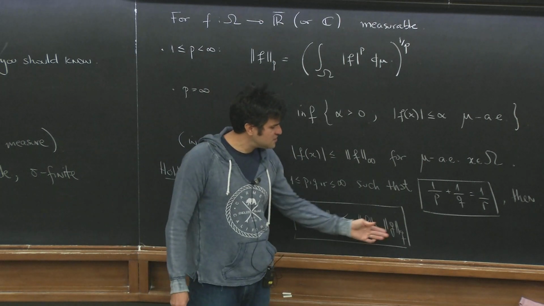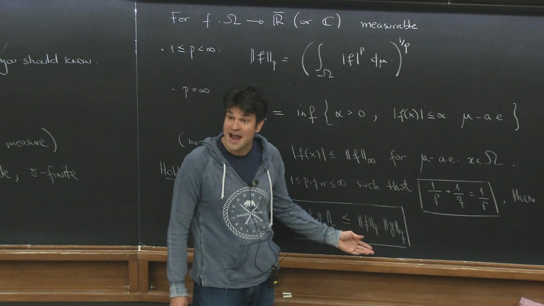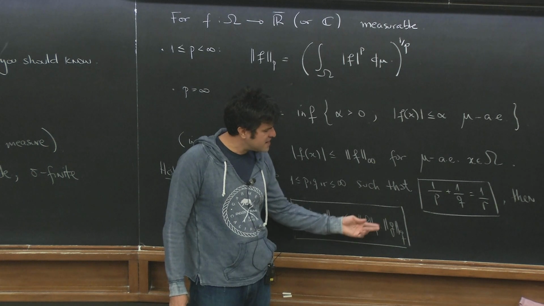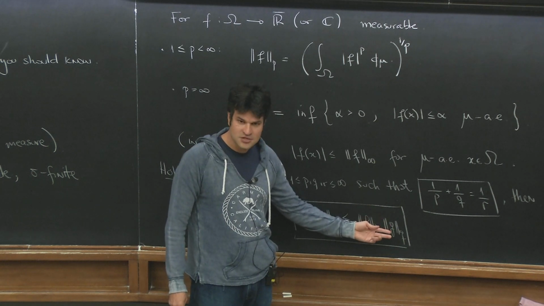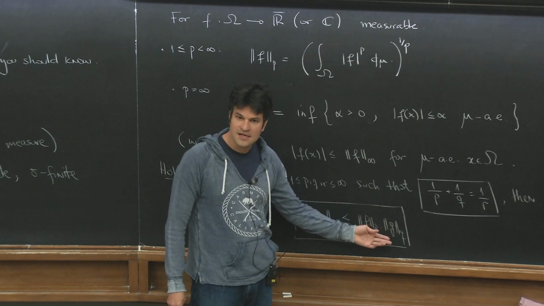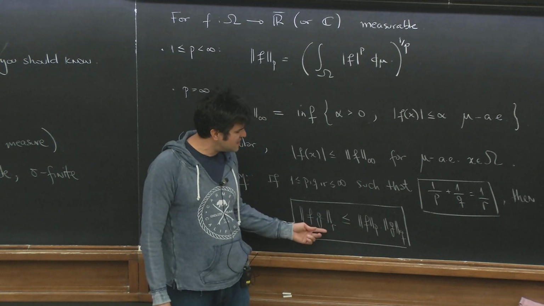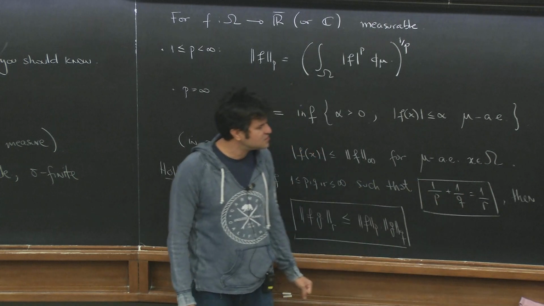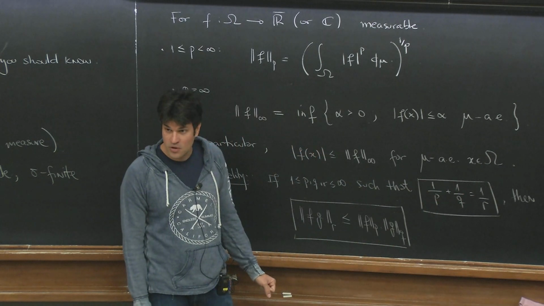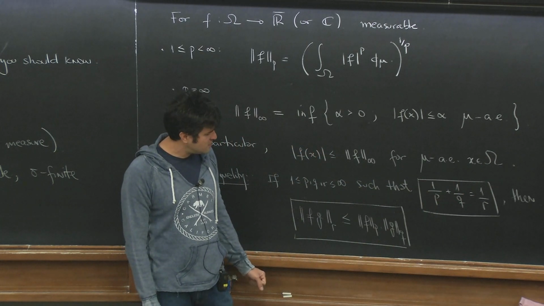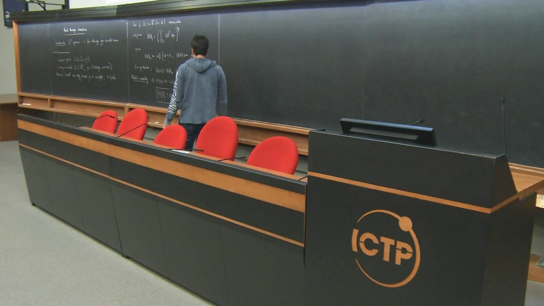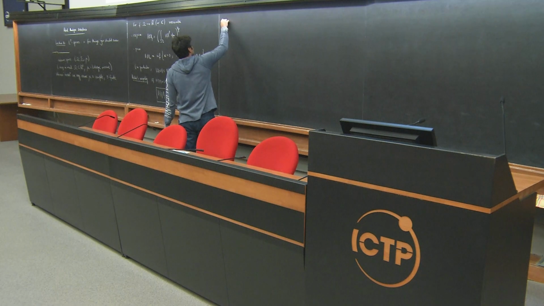Of course, I'm interested in the case where the right-hand side is finite. If I have a function f such that the LP norm of f is finite, and a function g such that the LQ norm of g is finite, then the product fg has finite LR norm, where r is given by the relation 1 over p plus 1 over q is equal to 1 over r. So special attention to this.